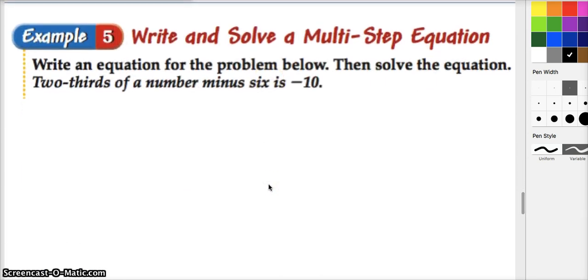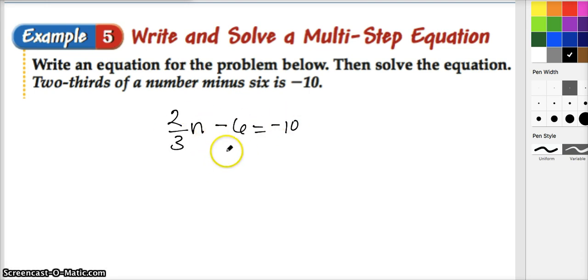Over here with example 5, we're going to write and solve a multi-step equation. So we're going to write an equation given the information below. So let's make sure we do this carefully. 2/3 of a number minus 6 is negative 10. Well, they kind of gave us that really nicely straight out. So 2/3 of some number, let's call that number n, minus 6 is going to give me negative 10.